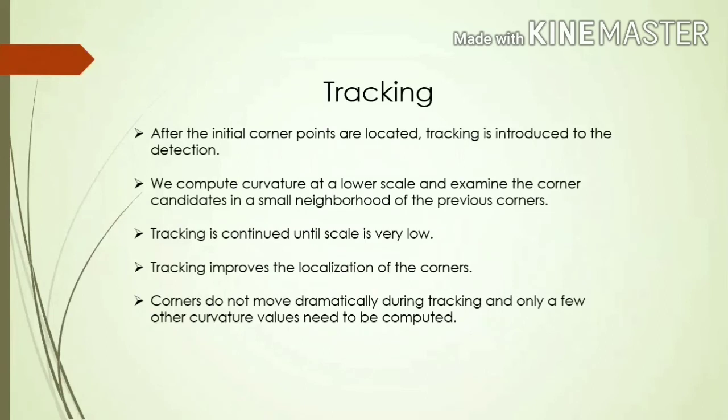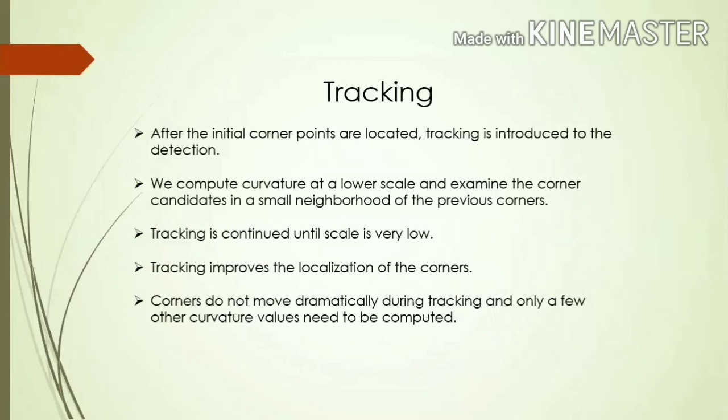No thresholding is needed in the tracking, as the number of corners is determined at the initial sigma high and tracking only changes the localization, not the number of corners. Tracking improves the localization of the corners. Corners do not move dramatically during tracking and only a few other curvature values need to be computed.